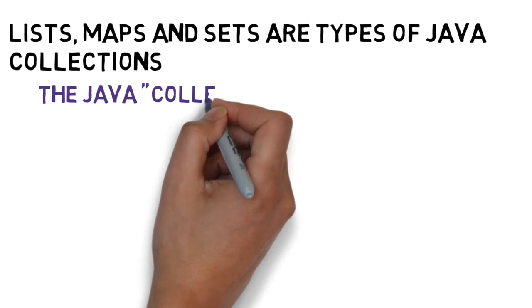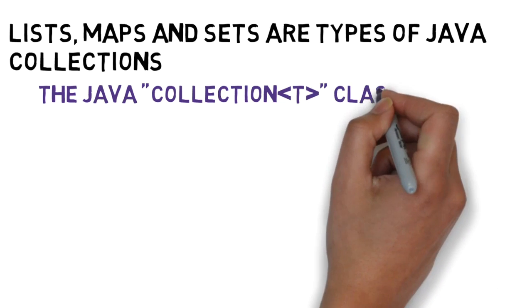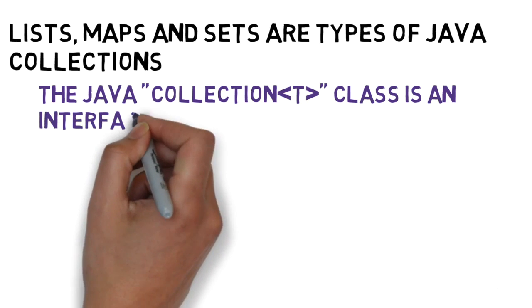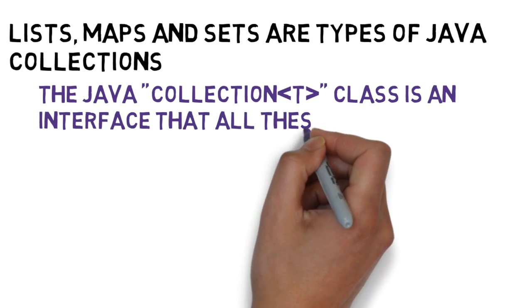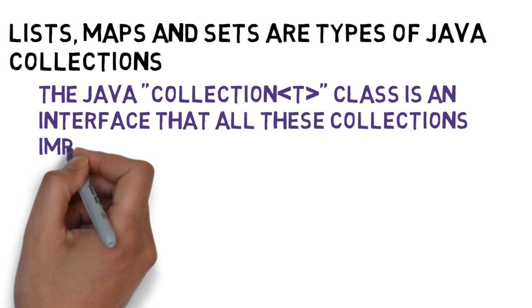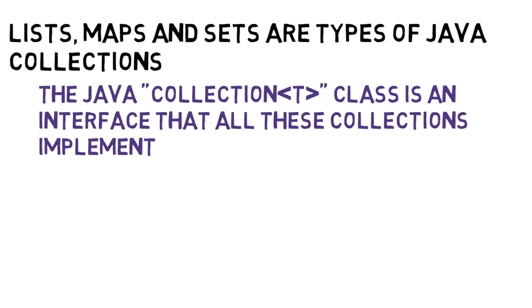We spoke about lists, maps and sets. In fact, the Java Collection templated by T class is a generic interface that all of these collections implement. Whether it's a list, whether it's a map, whether it's a set, all of them implement the Collection generic interface. That's kind of the building block around which all collections are built. It defines the basic collection contract.